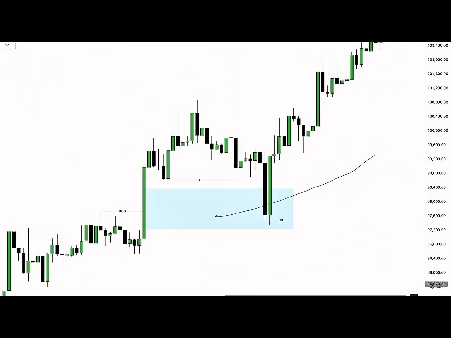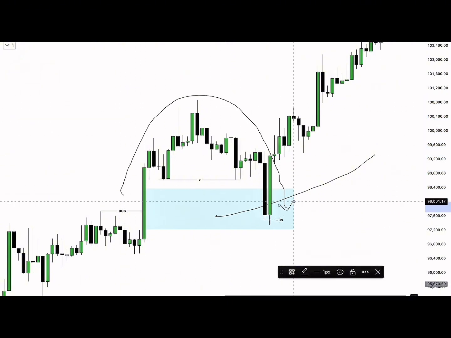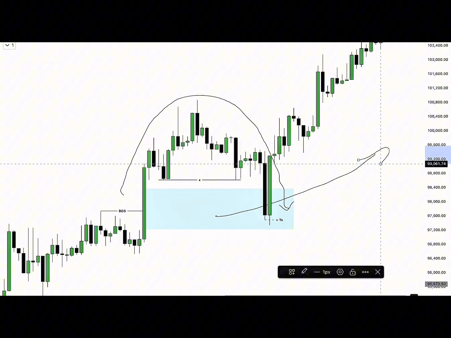After price has done whatever it wants to do at the top, it will come back here, which is our fair value gap, tap into it and continue moving upwards.